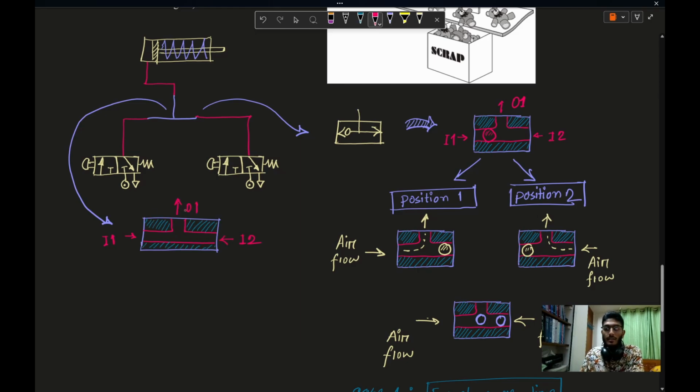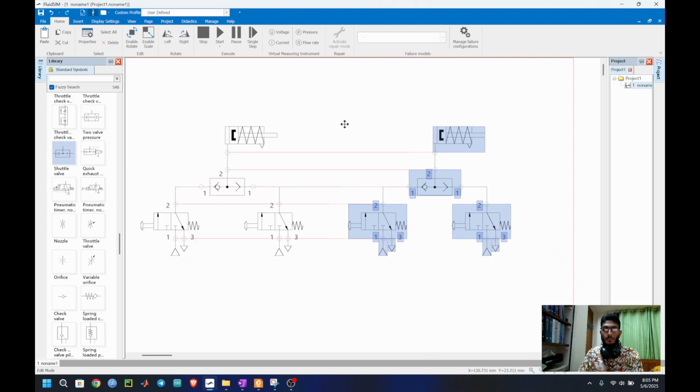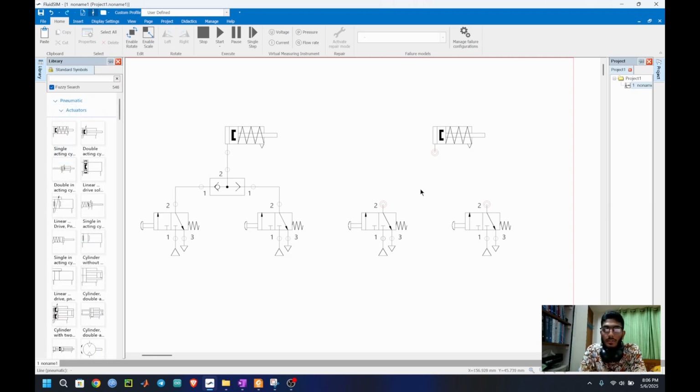So a T-piece is just like a shuttle valve, but it has no ball inside. Let's simulate with a T-piece. Let's copy this and paste. Remove the shuttle valve. To make a T-piece, just join these port lines. Okay, let's see the action. So actually it's working just like the shuttle valve.